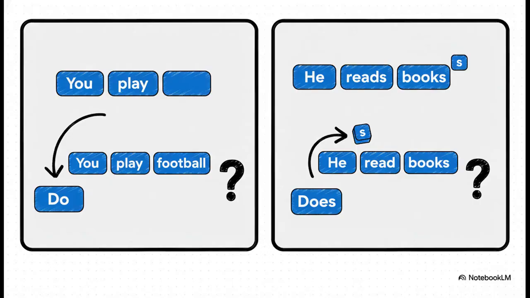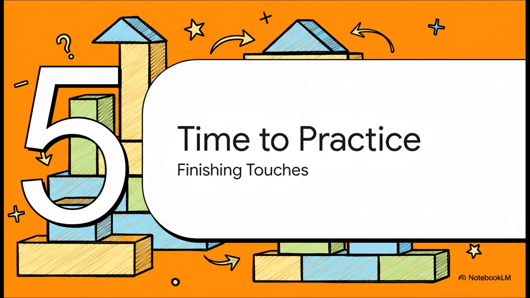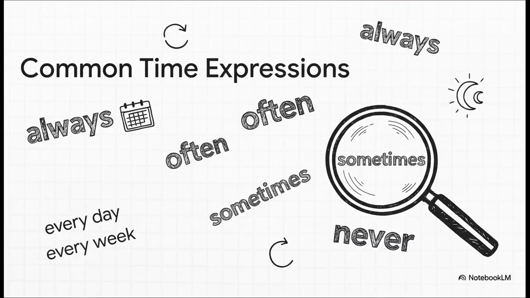And here it is in action. To ask about you, we start with do. Do you play football? To ask about he, we start with does. Does he read books? And once again, notice the verb read has no S. The helper does takes care of that job for us. Okay, we have all three of our building blocks in place. You know the theory. Now it's time to put on the finishing touches and make sure all of this really sticks. So let's practice.